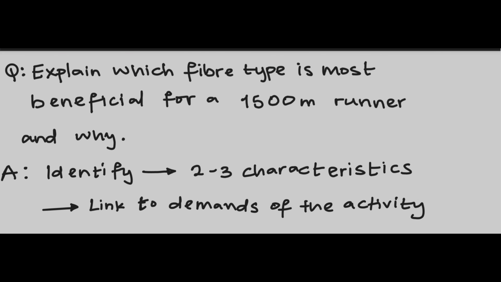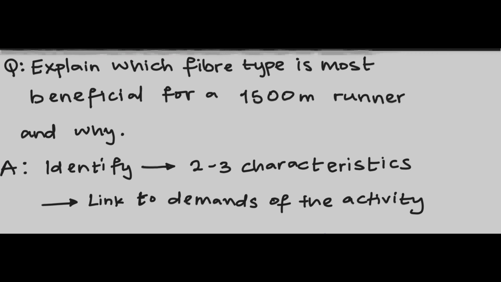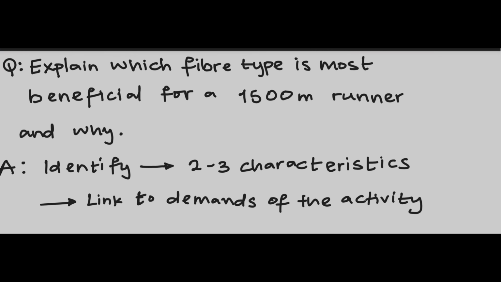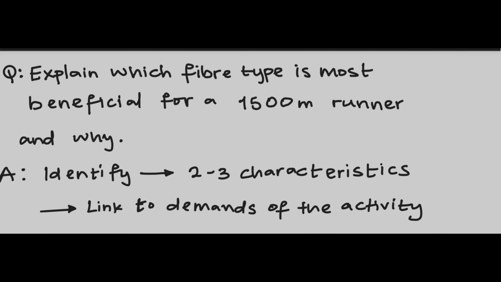An example of an exam question you might get could be something like this: explain which fiber type is the most beneficial for a 1500 meter runner and why. Obviously, that would be the type 1 muscle fiber type that you would identify, and then list 2 or 3 of its characteristics and then link it to the demands of the activity. That's how you would get full marks for that question.